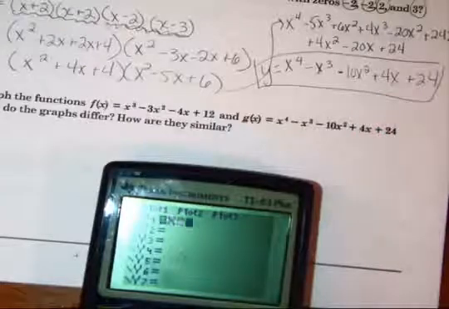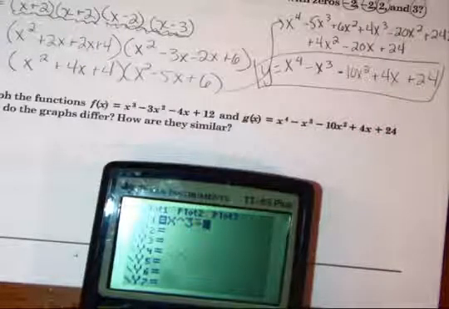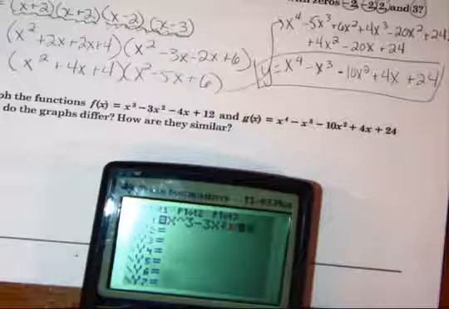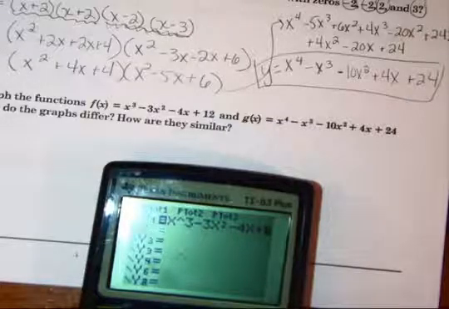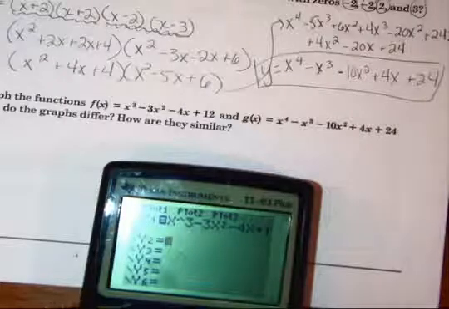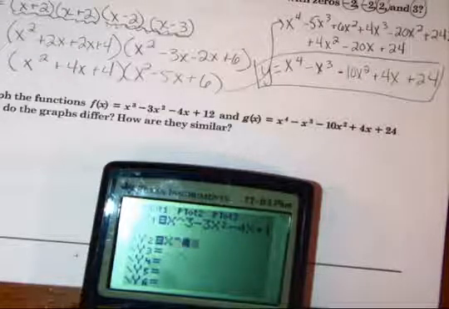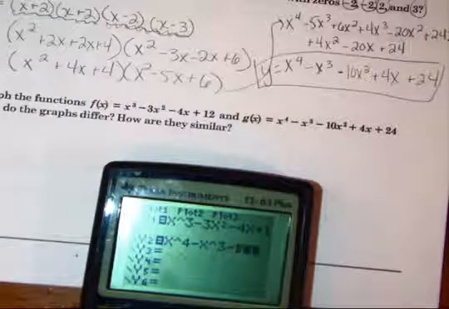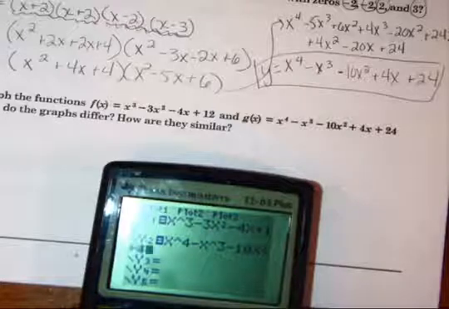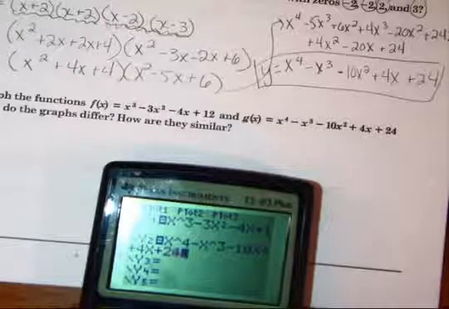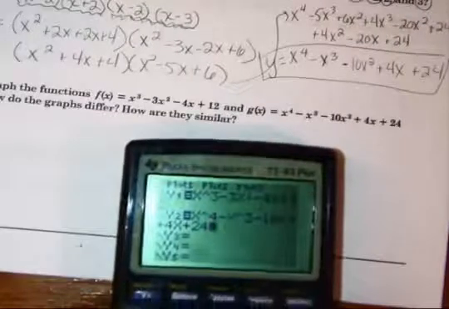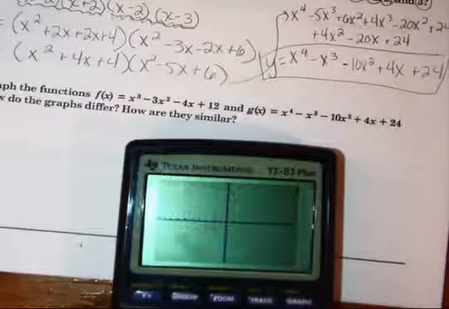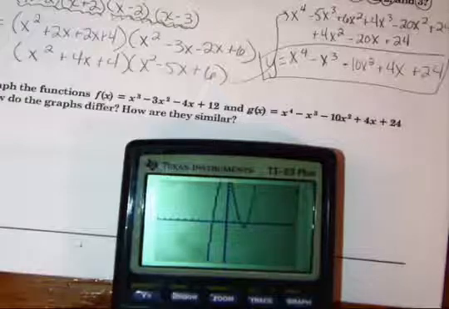Alright, first one. x cubed, and you should practice this tomorrow, minus 3x squared minus 4x plus 12. Now that was the first equation from part A. And the last one, x to the 4th minus x to the 3rd minus 10x squared plus 4x plus 24. Now that we have both of the equations in, watch what happens when we graph it. The first one is a cubic. You see it? The second one's a quartic. There it is.